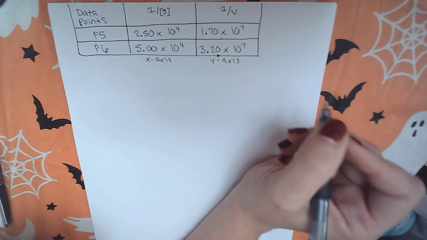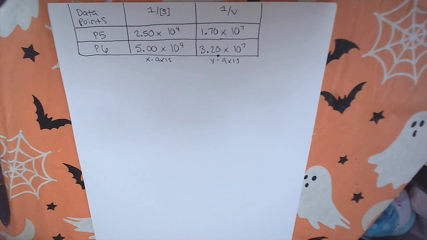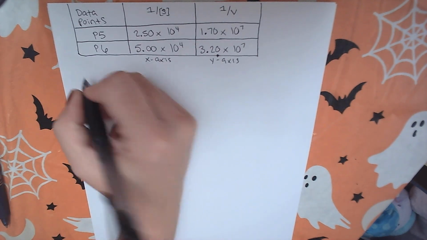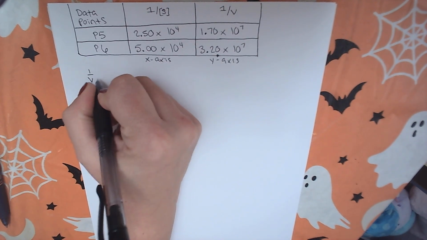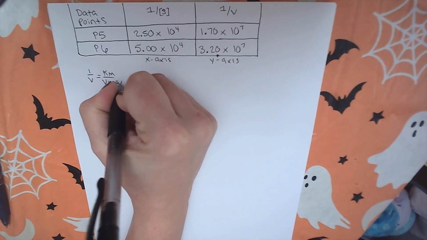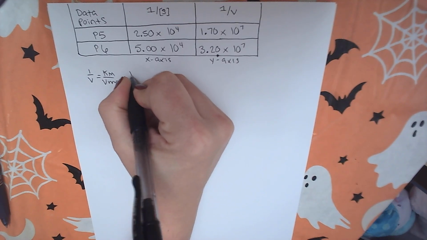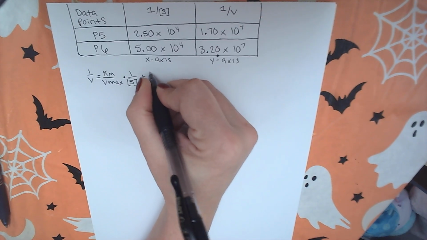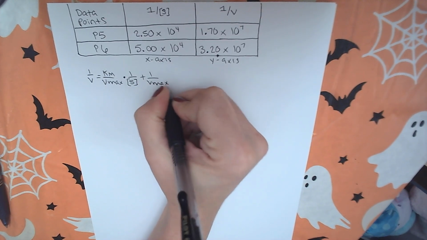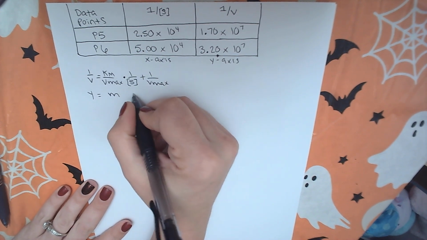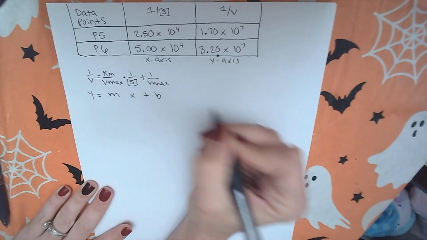Sorry, the Lineweaver-Burk equation is in the form of y equals mx plus b. So it's going to be 1 over v equals Km over Vmax times 1 over s plus 1 over Vmax. Right, so it's the same as y equals mx plus b.